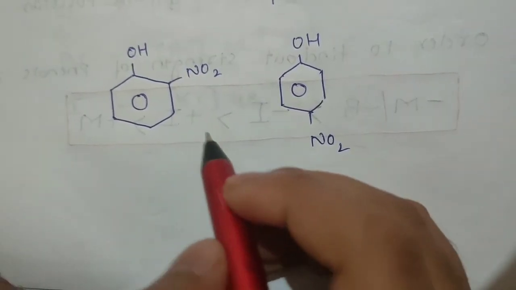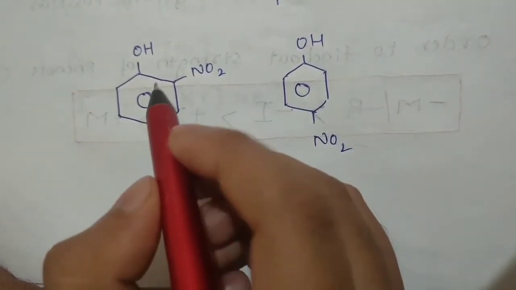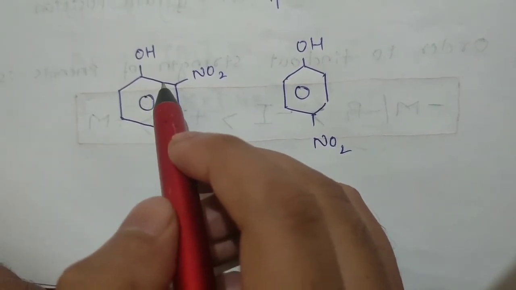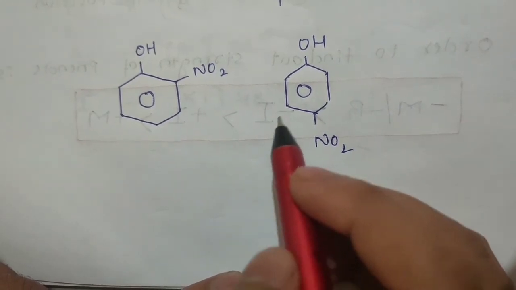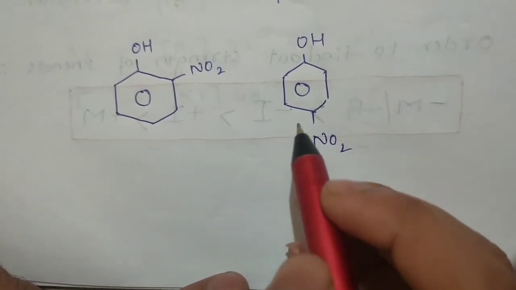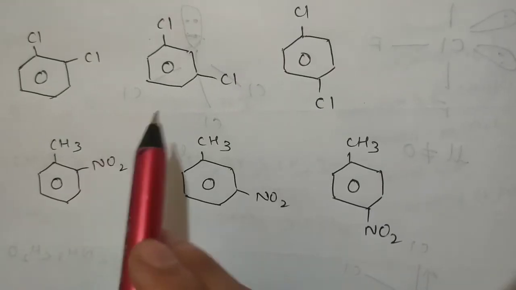So let's find here the dipole moment. This is orthonitrophenol and this is paranitrophenol. So once again here the bond angle will be around 60 degrees and this bond angle will be 180 degrees. As I told that the angle is inversely proportional to dipole moment, so that's why the order will be like this.